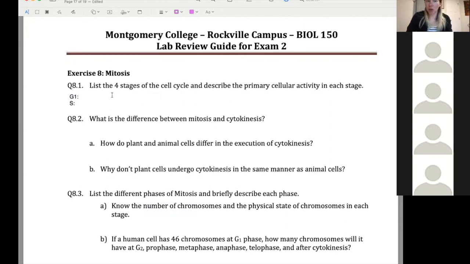What's happening in G1, very generally? Replication of DNA? No, that does not happen in G1. Division of the nucleus? Growth of the cell. Right. It's just getting bigger, maybe making some more mitochondria or other organelles. What happens in the S phase? DNA replication. Exactly. Think synthesis and think DNA replication. That's very specific to that phase.